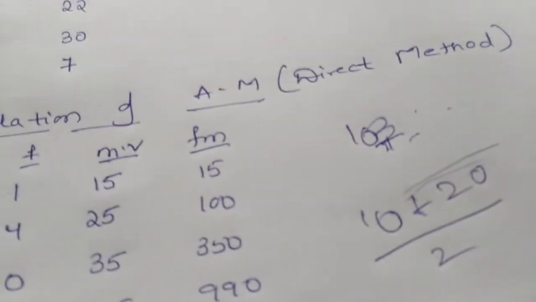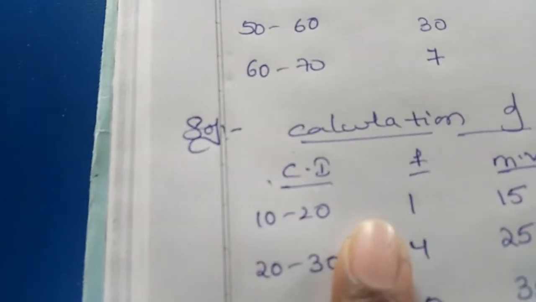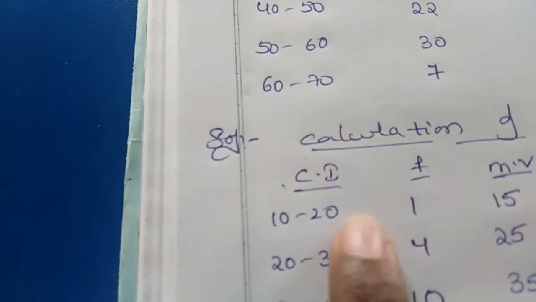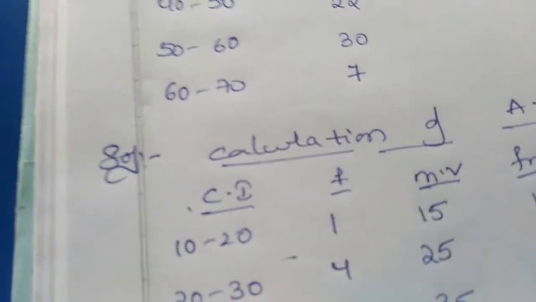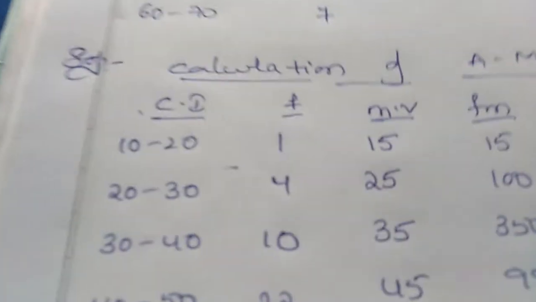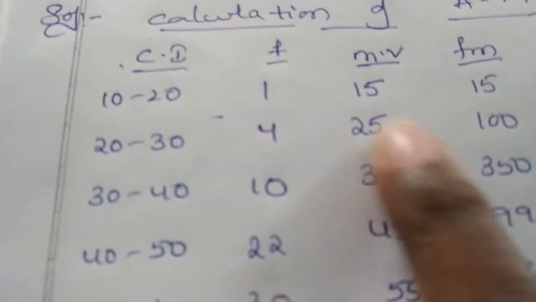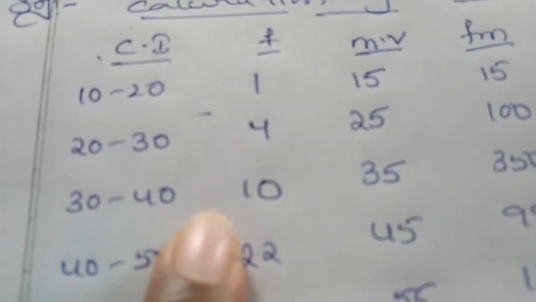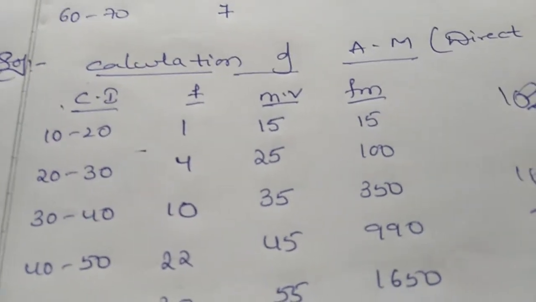Once again I will explain the mid value. To calculate the mid value you add the lower limit and upper limit of the class interval: 10 plus 20 divided by 2 gives 15. 20 plus 30 divided by 2 gives 25. 30 plus 40 divided by 2 gives 35. 40 plus 50 divided by 2 gives 45. Have you understood how to calculate the mid value?